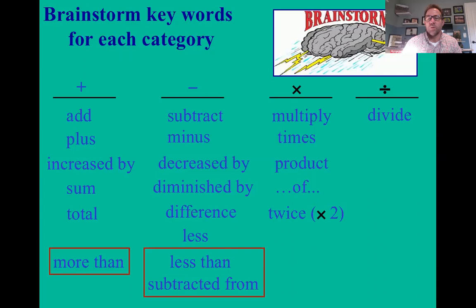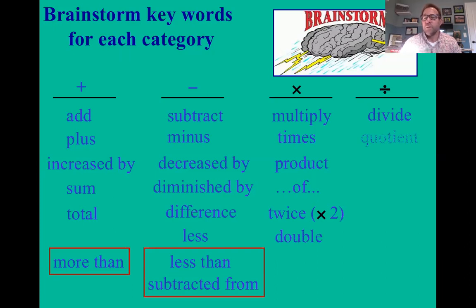Twice means times two. If you go to Hometown Buffet with your family and you go back to the dessert bar twice, that means you've gone 2 times, right? 2 times. And then we have double. That's another times 2 phrase. If you double something, you're multiplying by 2.